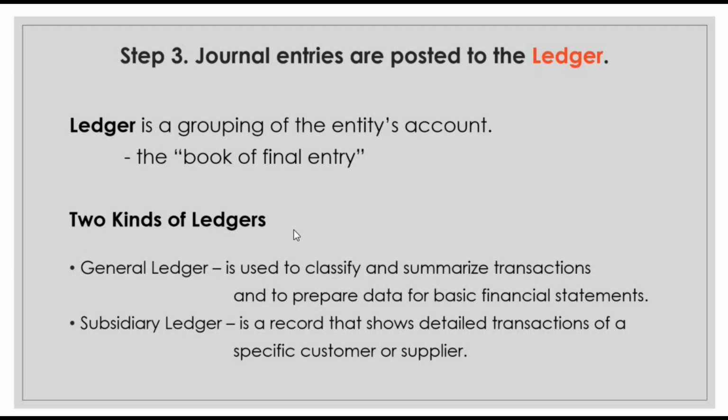Actually, there are two kinds of ledgers. One is the general ledger, which is used to classify and summarize transactions and to prepare data for basic financial statements. So this is the ledger that we will be talking about in this lesson. The other one is a subsidiary ledger. The subsidiary ledger is not yet discussed in this topic nor in this lesson, but just for the purpose of knowing now that there is another kind of ledger.